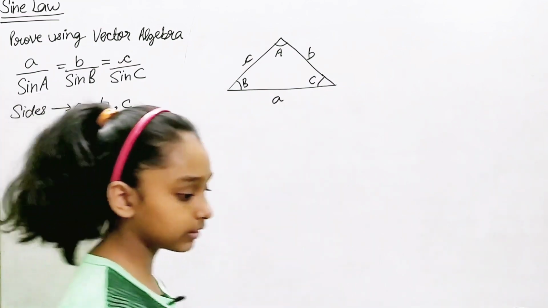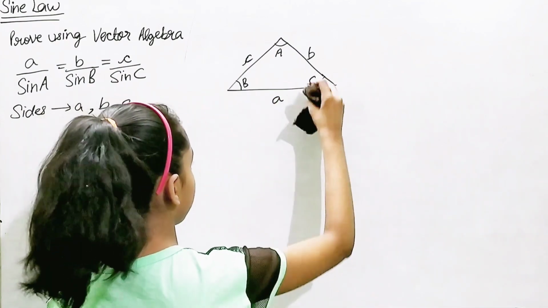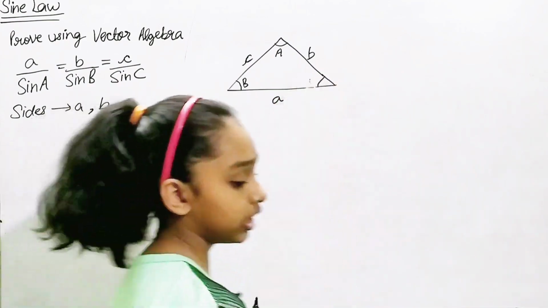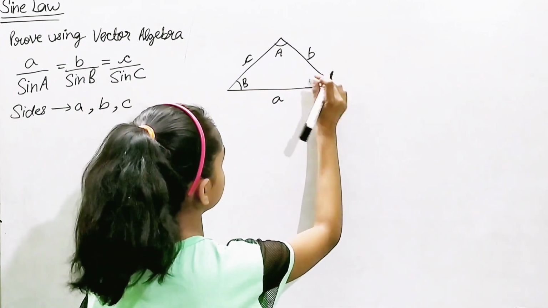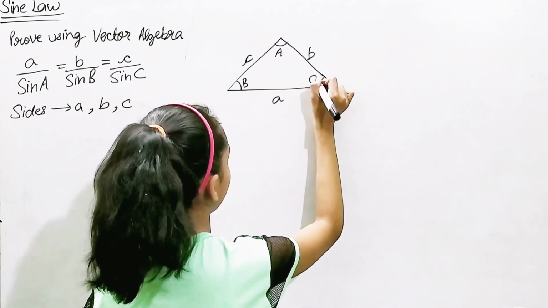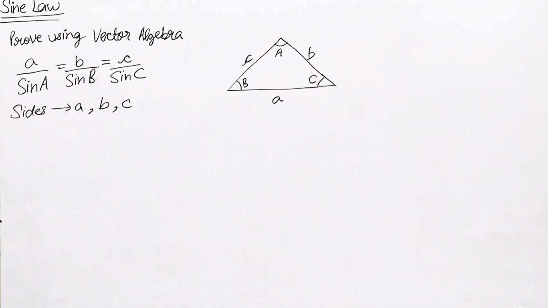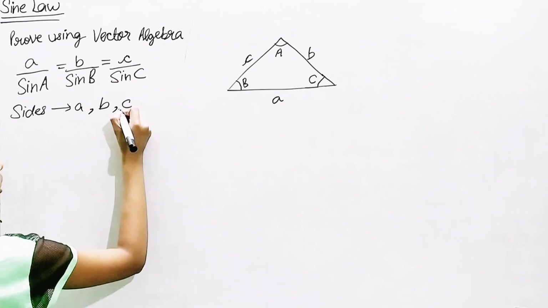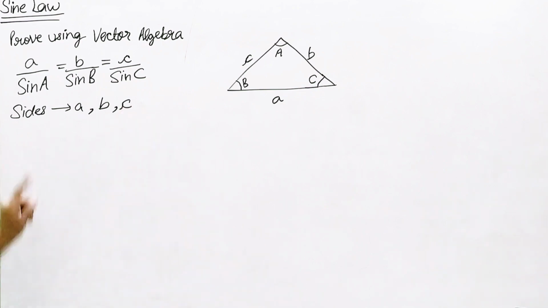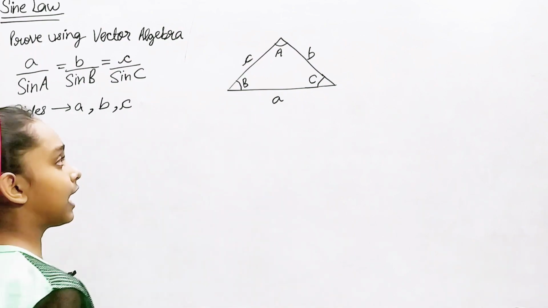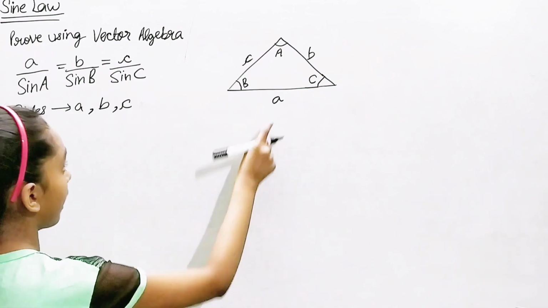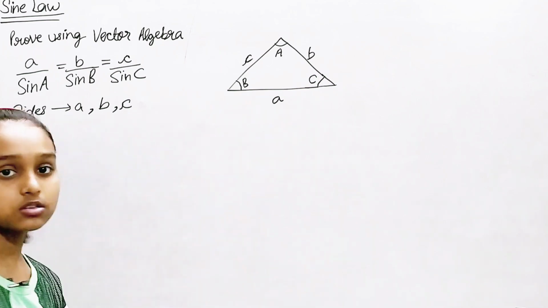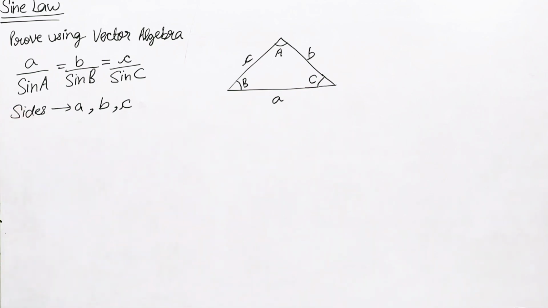Let me just make this C bigger so that you are not confused about whether it is capital or not. Yes, it's capital C. Now it's okay. So what are the sides? The sides are a, b, and c. And what are the angles? Remember, capital A, capital B, and capital C. So the formula given to us is a upon sine A is equal to b upon sine B is equal to c upon sine C.